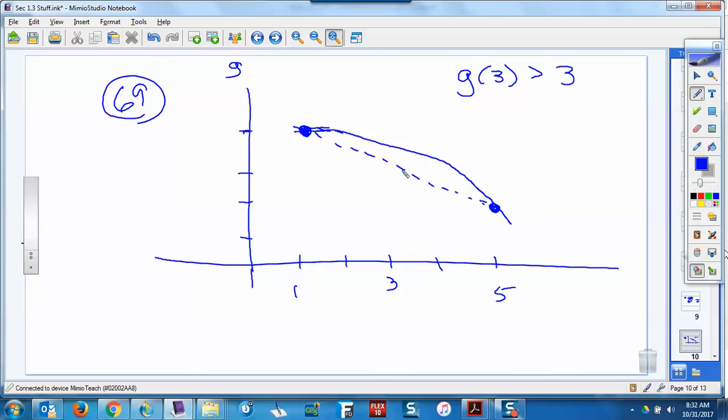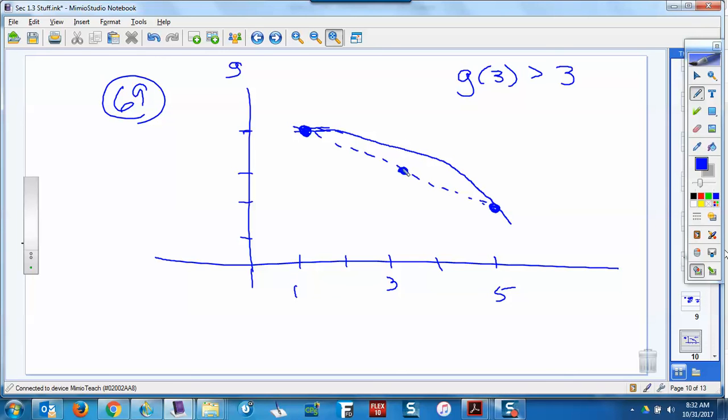If you look at this slope, what is it? It's down 2 and over 4, so it's a slope of 1/2. So that means if you go down 1, you're going to go over 2, which is going to put you right there. So the point g of 3, 3 is right there on that line. And that's what you'd want to say.